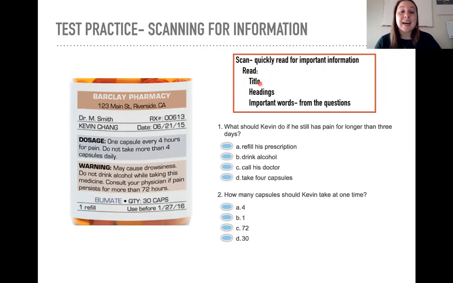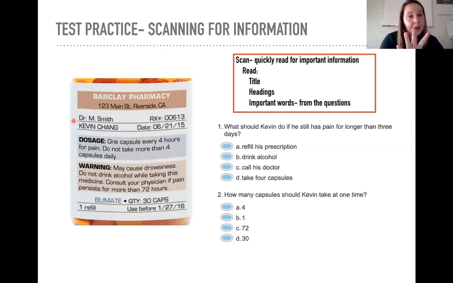The first is the title. For this one, we have the name of the pharmacy. We have the address for the pharmacy. You can sort of get an idea of what is here. The name of the person, the doctor's name. Any headings or small titles underneath. This is the main title, but then we also have these two where it says dosage and warning. So we see that information on there also.